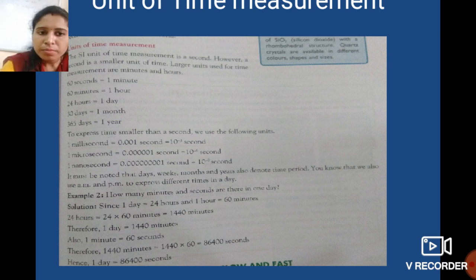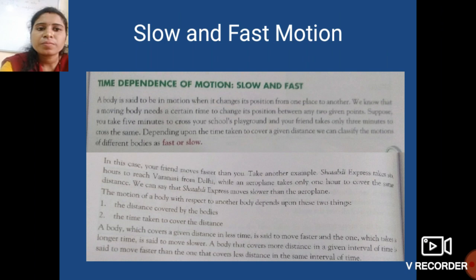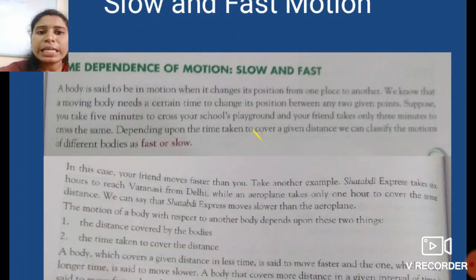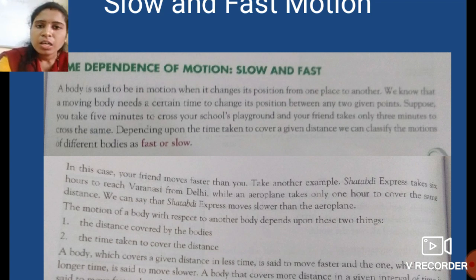Okay students, now we will proceed for the next one. This we have already seen in the previous session, how slow and fast motion is there. We will just recall over here from your textbook. See students, a body is said to be in motion when it changes its position from one place to another. All of you know that whenever any kind of body moves from one place to another, we can say that body is said to be in motion. Why we can say that? Because it is moved. It is moved from one place to another.